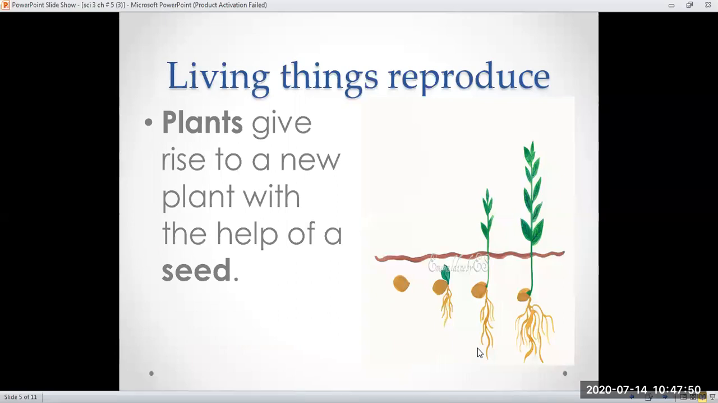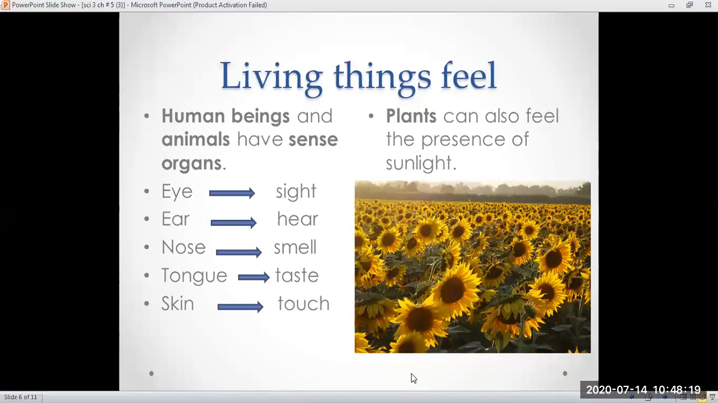Plants also reproduce. How do they reproduce? They reproduce with seeds. After a few days, a plant grows from these seeds. You can see first this is a seed, then this is the seedling, and later on a new plant will grow. So plants give rise to a new plant with the help of a seed. So these are the three major types of reproduction: some lay eggs, some give birth, and plants reproduce by seeds.